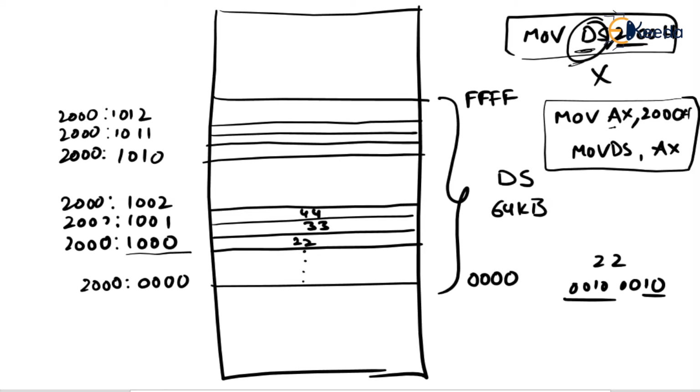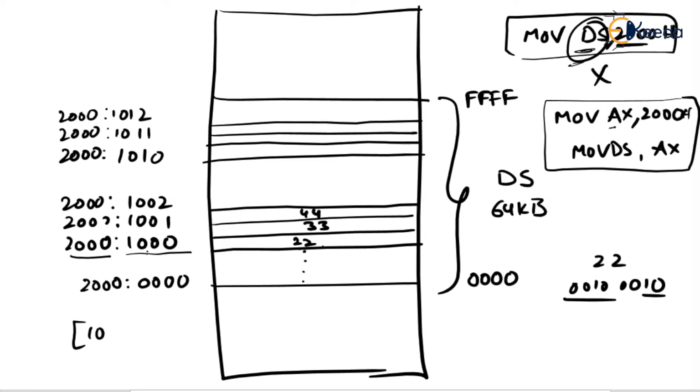Now what do I have to do? In this 1000 location, what is the 1000? This is called the segment address and this is called the offset address. Remember, this is segment and this is offset. Now I want to transfer this 22 to here. So 22 is the data, and this is the offset address. This offset address contains 22, right?